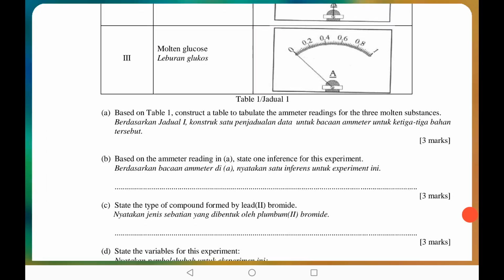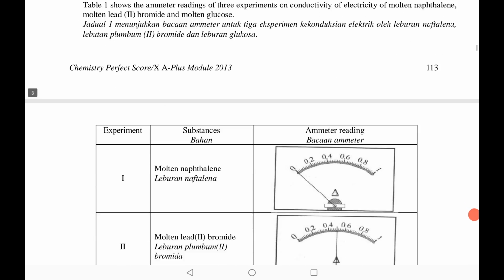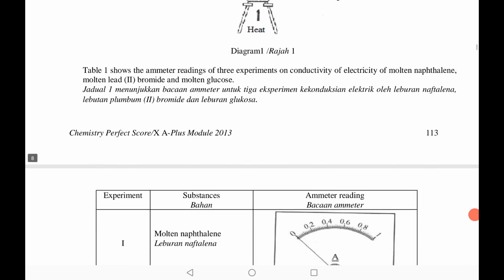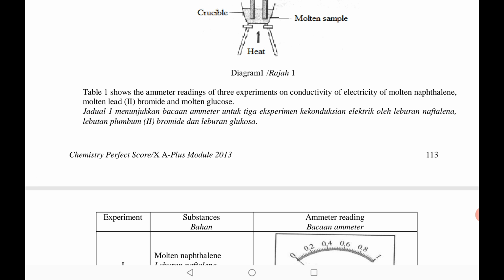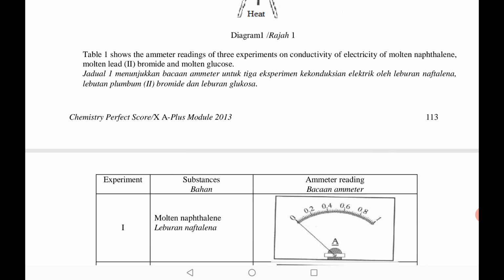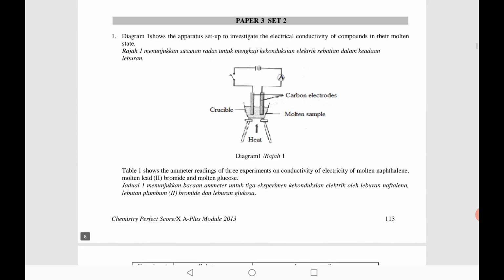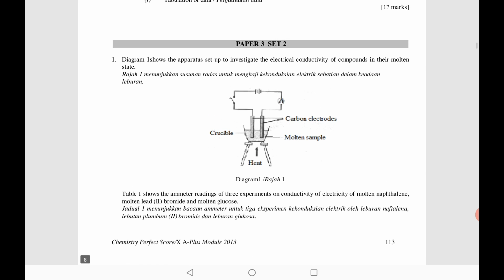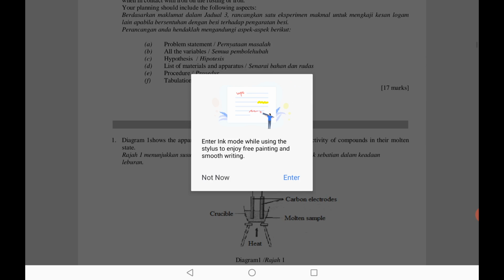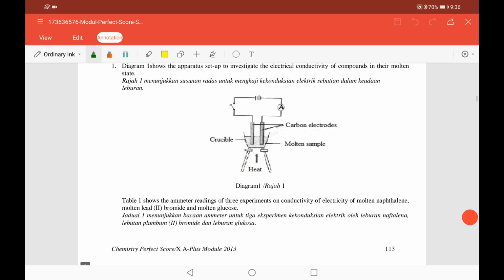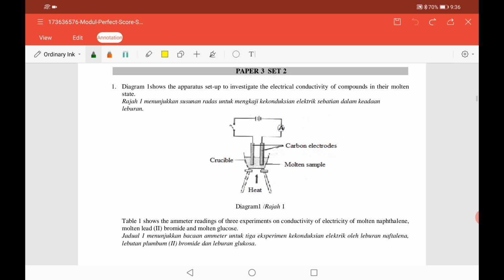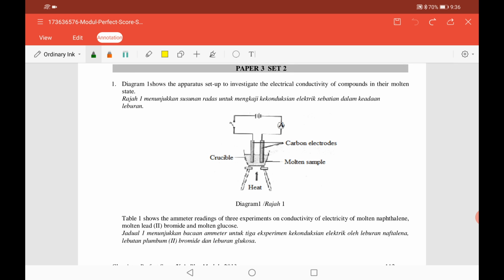Okay, so this is a compilation of some paper 3 questions. Let's try to do them together. I'll discuss a few questions together with you. Okay, let's look here. We start with this page, page 113. I will put this file in the comment section later, so you can download it if you want. So for page 113, let's read the question.